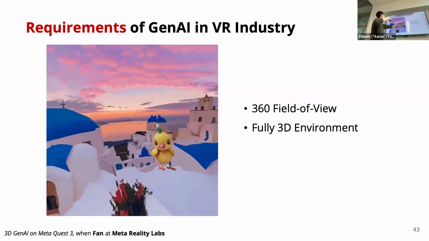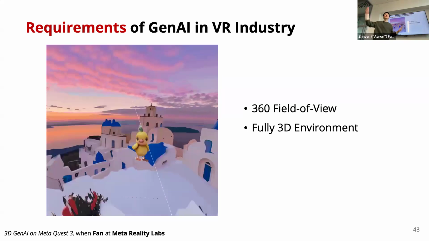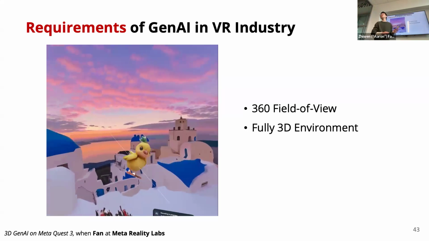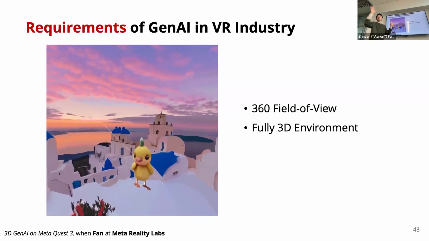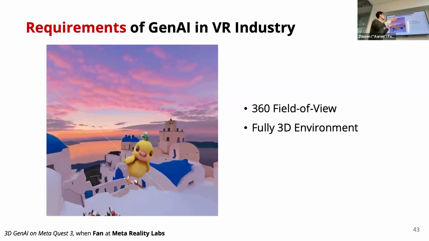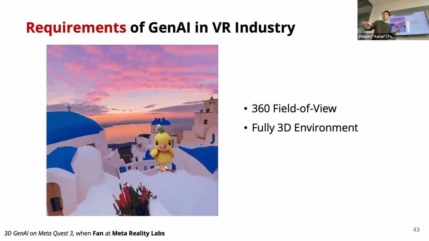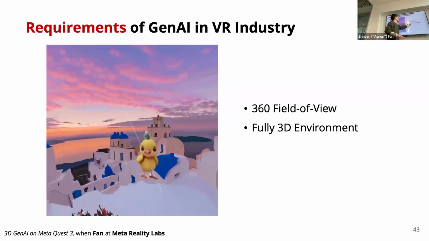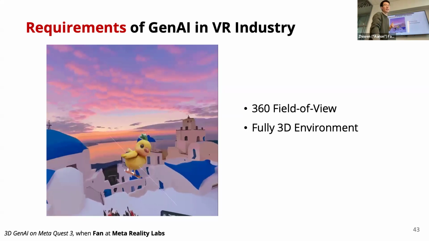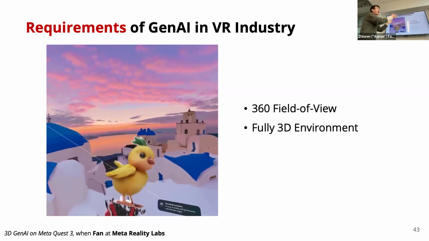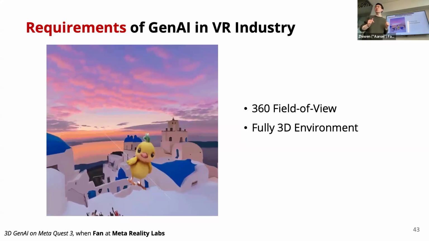And for the background, it has to be a 360 field of view. Since it's in the virtual environment, we will move our head around. We don't want to see any view that is outside of the generated environment, right? It has to be immersive. We also want to walk around in the generated environment, so we require a 3D environment for this generation. With these two requirements, we're going to use generative AI for 3D panorama generation.